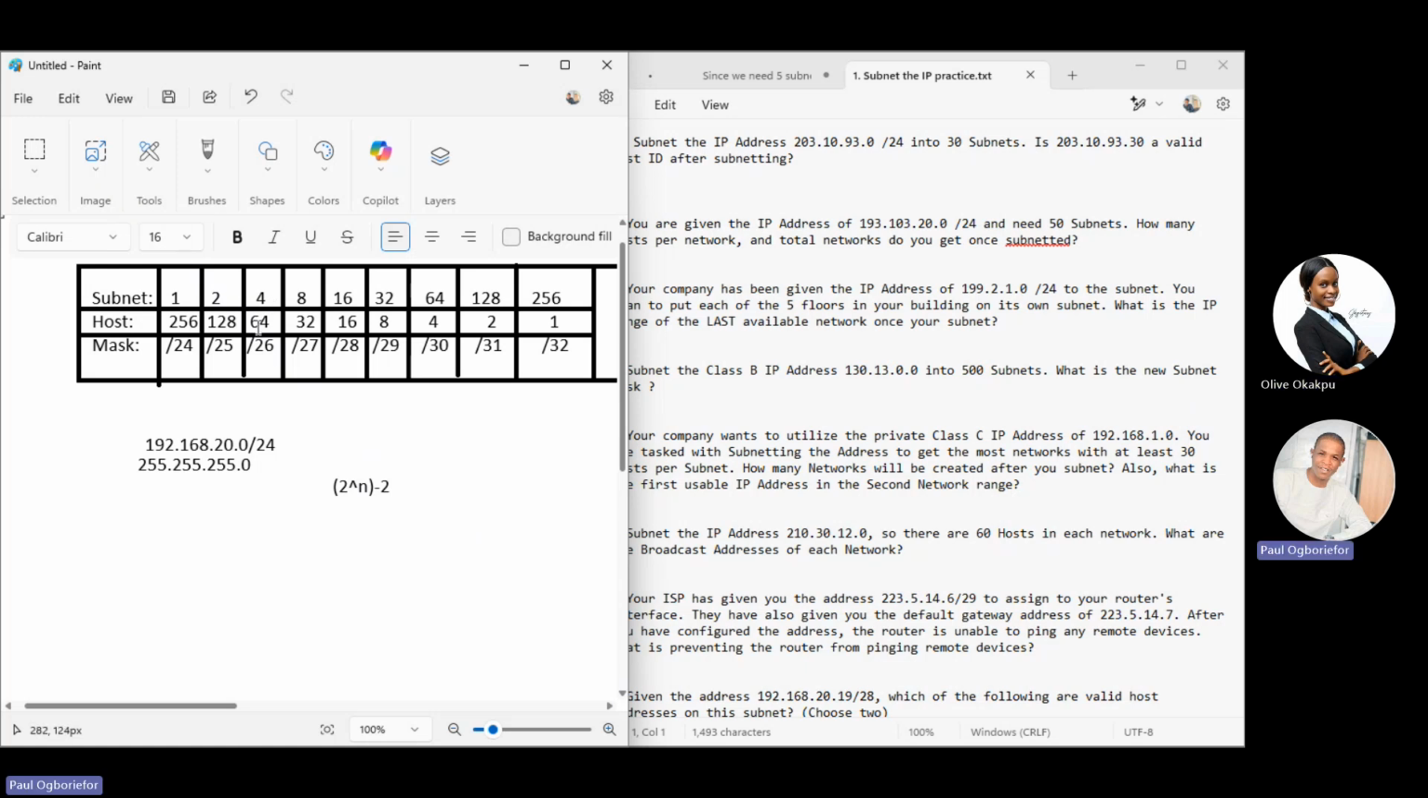So if we have 64 in each of the networks, that means we have 62 assignable or usable IP addresses. And don't forget that this n here is gotten from the number of borrowed bits from the host.